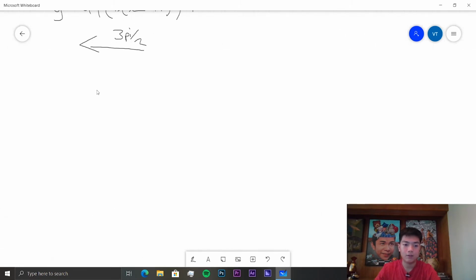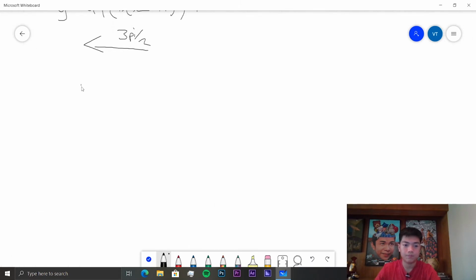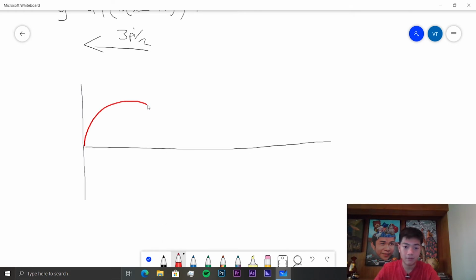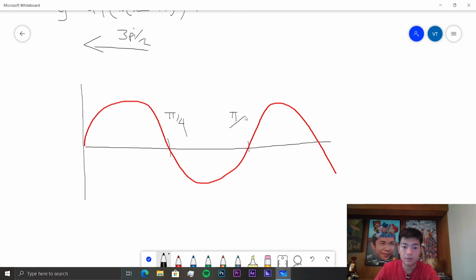So if we have the original sine graph here, and remember this is pi over 4, pi over 2, oh sorry, no, this is 2 pi. Oops, what am I doing?